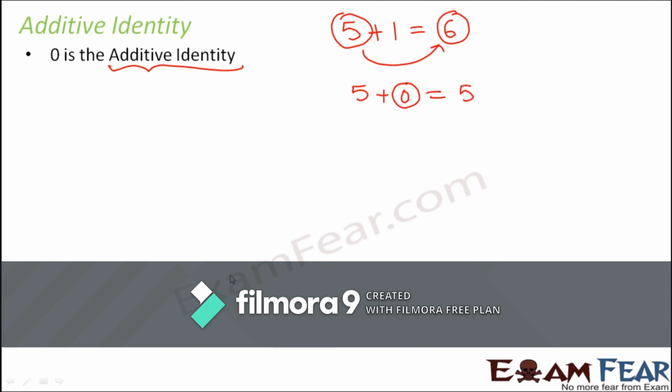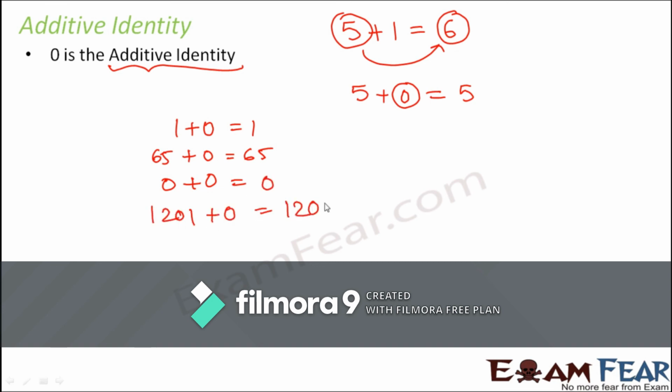You add 0 to any number, every number will remain the same, and that is why 0 is called additive identity, because this happens only when you add 0. You talk about any number: 1 plus 0 gives 1, 65 plus 0 gives 65, 0 plus 0 gives 0, 1201 plus 0 gives 1201. In all the cases, 0 retains the identity.